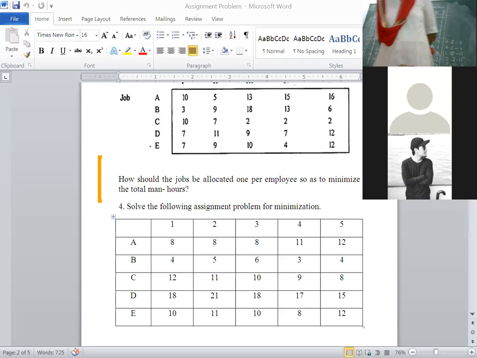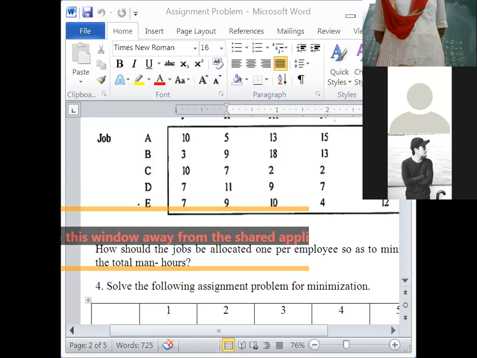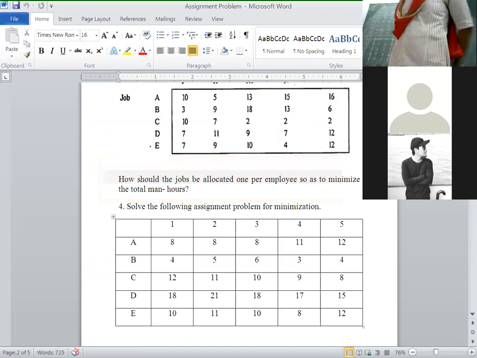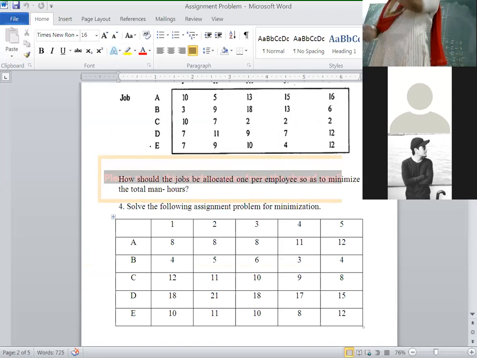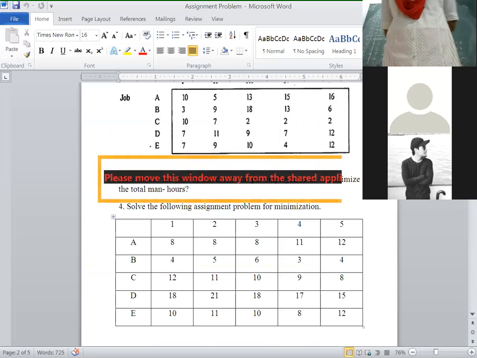Achil, explain. Yes, ma'am. First of all, we have to find whether the given matrix is balanced or not. Very good. If not, we have to add either row or column depending on that matrix. Okay. Very good.